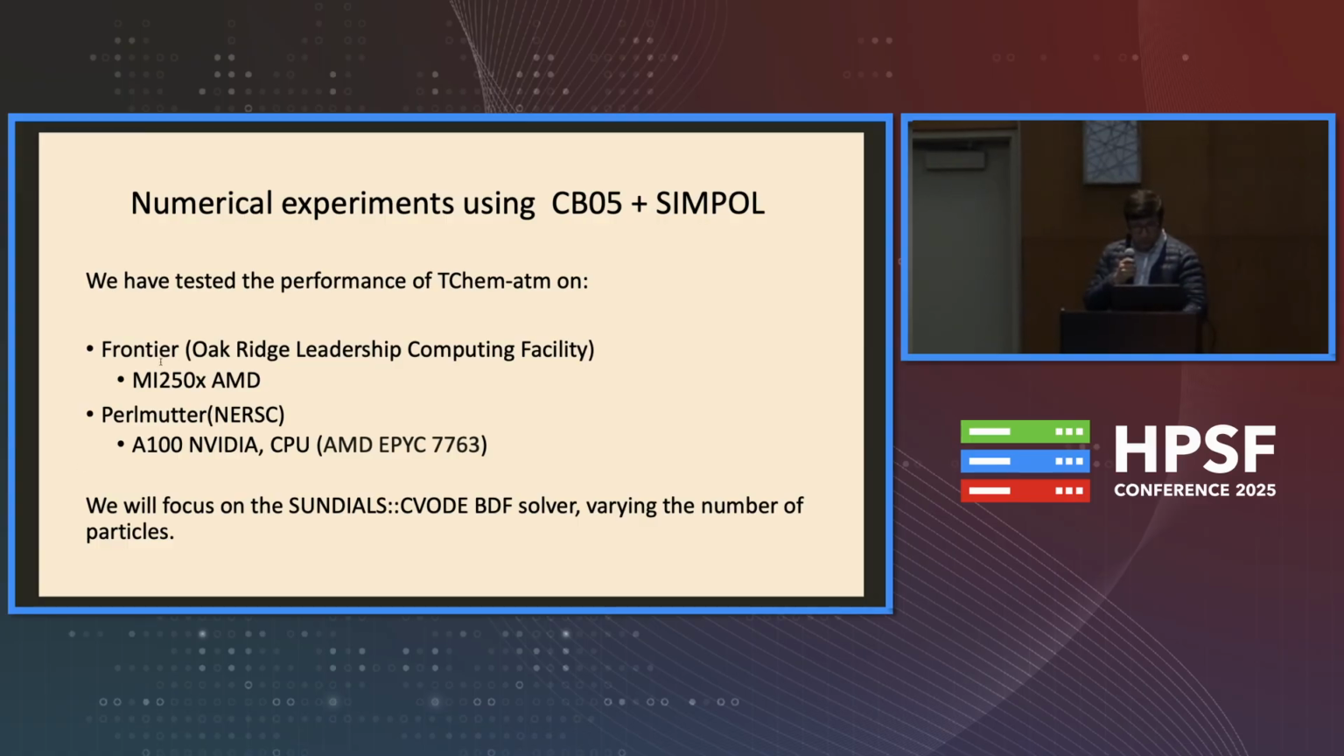All these examples are done on Frontier using one NVIDIA GPU and on Perlmutter using an NVIDIA GPU, and also we did some runs on the CPU. Most of the examples that I will show are using the Sundials BDF solver, and then I'm going to change the number of particles in my test problem.